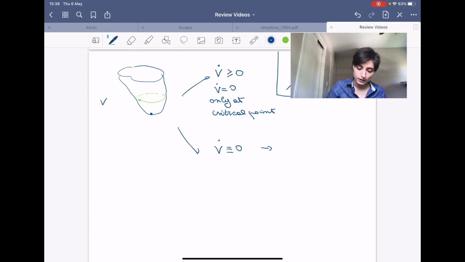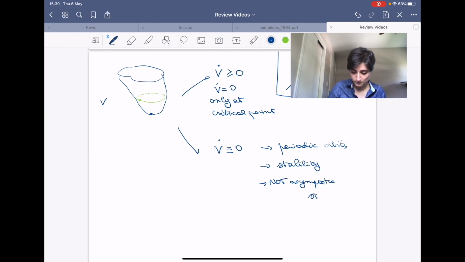So v dot equal to 0 gives you possibly periodic orbits, but definitely stability, but not asymptotic stability. If you think in the sense of stability or instability, when we had v dot positive, then we had instability.